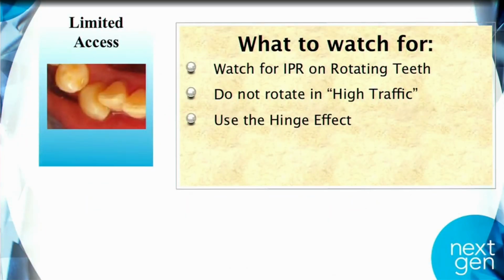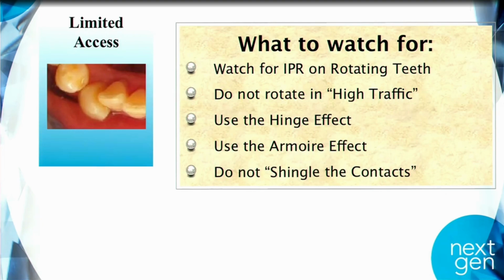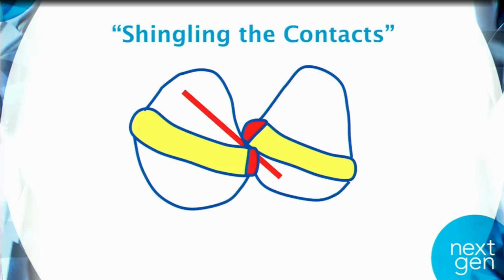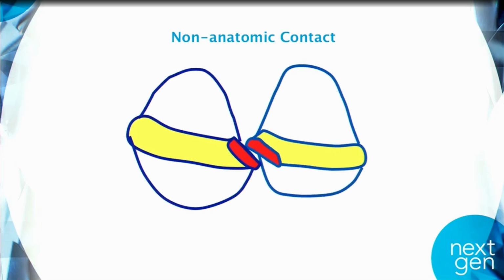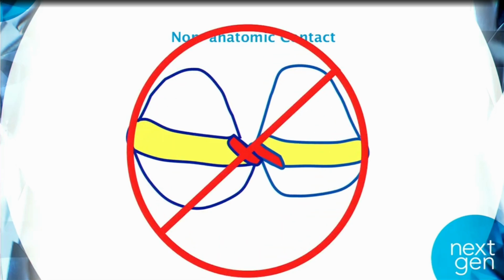So, use the hinge effect in order to get your teeth to move more predictably out of contact. Use the armoire effect, which I've already described, and do not shingle the contacts. What's shingling the contacts? You've got these 2 teeth, you're going to get out your machete, you're going to go after those, you're going to saw a little facet right in there like that, and then by the time they rotate into place, what are you going to get? You're going to get that. I wouldn't want it on my teeth. Not sure you'd want it on yours.